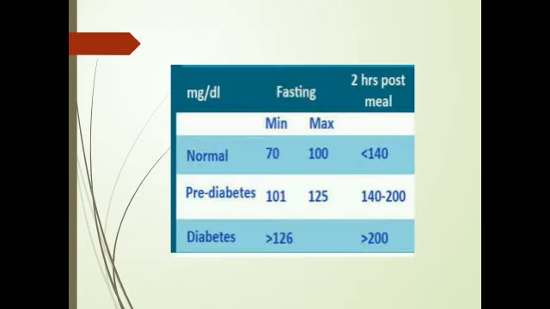So this is the normal blood glucose. The normal blood glucose in the fasting state is 70 to 100 milligram per deciliter. Postprandial, that is 2 hours after a meal, it should be less than 140 milligram per deciliter. In pre-diabetes, that is, persons who are prone to develop diabetes in future, the fasting blood glucose may range from 100 to 125 milligram per deciliter, and postprandial blood sugar may range from 140 to 200 milligram per deciliter. In diabetic patients, the fasting blood sugar will be more than 125 milligram per deciliter, and postprandial blood sugar more than 200 milligram per deciliter.